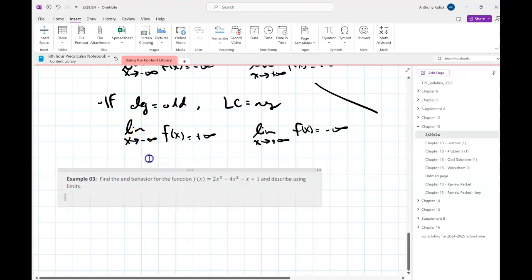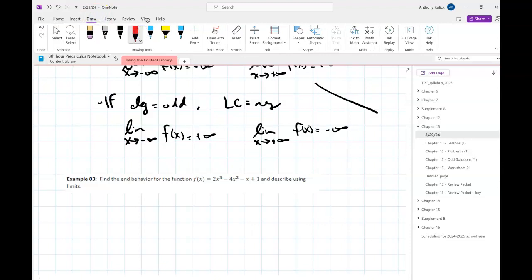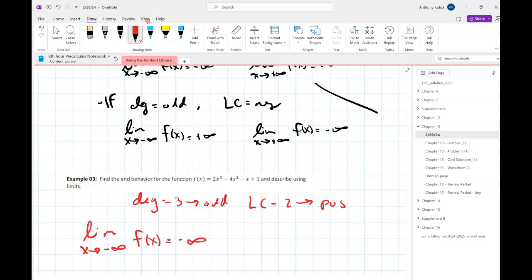There we go. So again, we take the same problem from before. We notice that the degree is 3, which is odd, and the leading coefficient is 2, which is positive. So just knowing that, I know that the left limit, or the left-hand arrow, should point down, and the right-hand arrow should point up. And I'd be done. I don't have to actually graph anything.